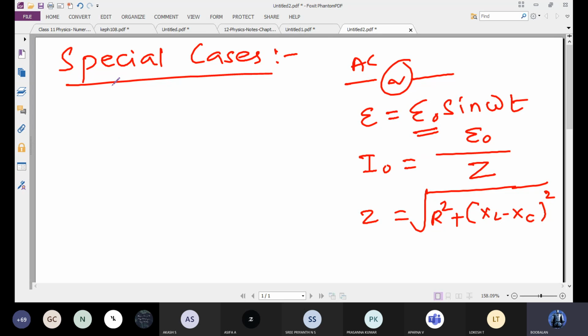The first one: the value of XL is very much greater compared to XC. Like that, VL also is greater compared to VC.